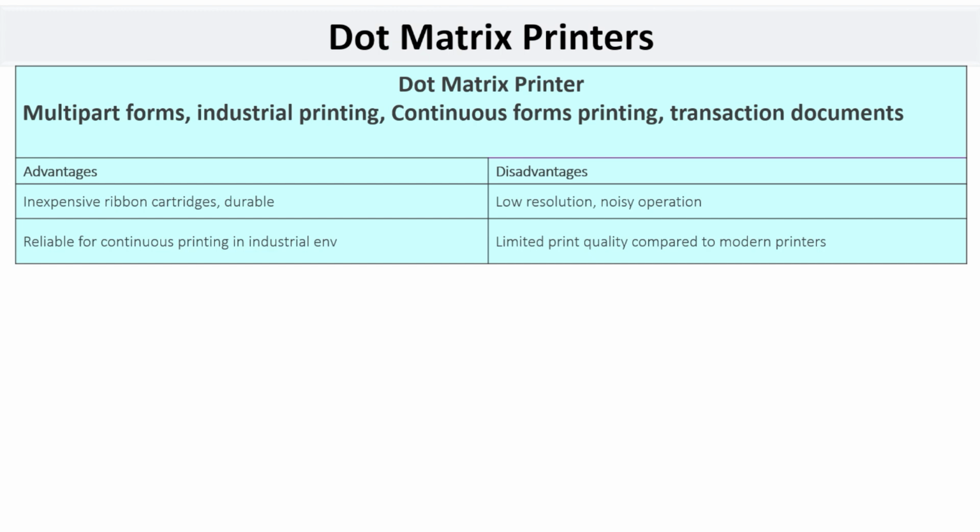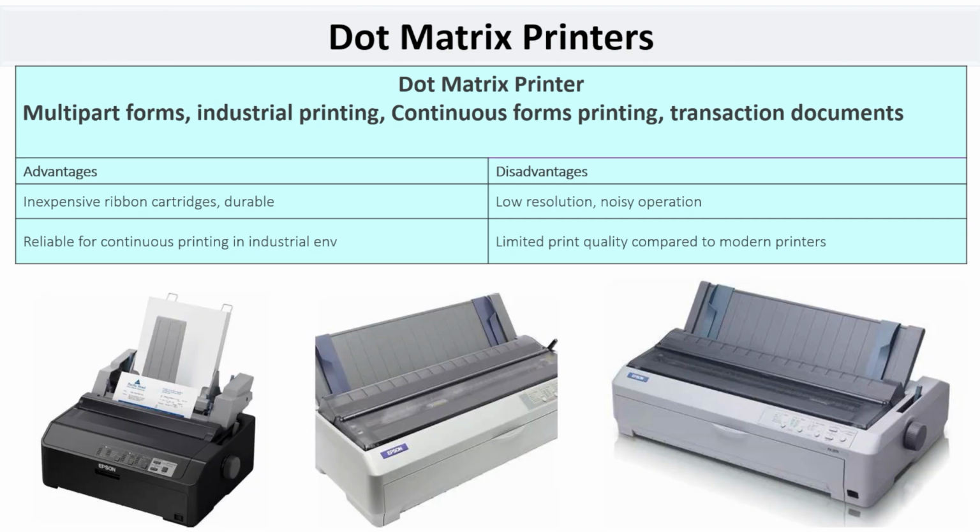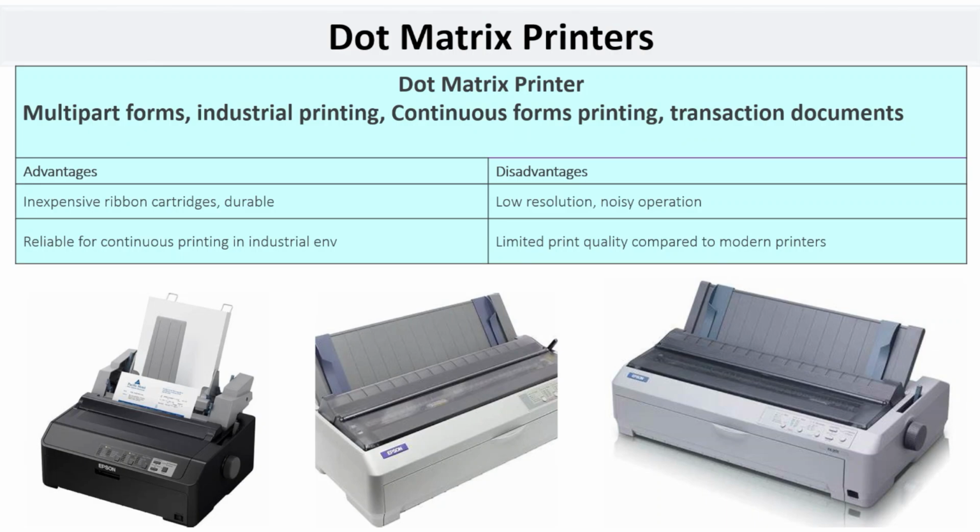That is, environments that are dusty and dirty. They work very well, so that's why they are very robust. The disadvantage is that they have low resolution and they are very noisy, and they have limited print quality compared to modern printers. So those are some of the advantages and disadvantages of dot matrix.